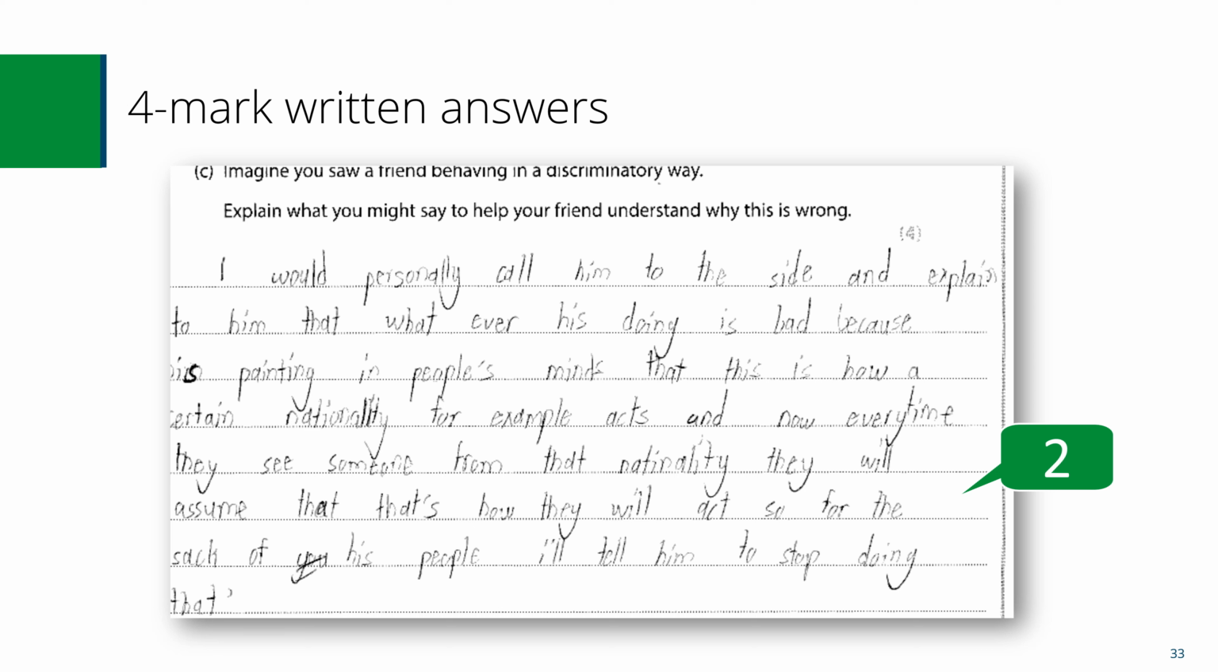What this is telling us is that we should tell somebody who has created a stereotype to stop doing that. We don't really see how the person that's being told would help to understand, for example, what it might feel like to be in that position. If you contrast this with the previous answer, this is a more limited approach to answering the question.